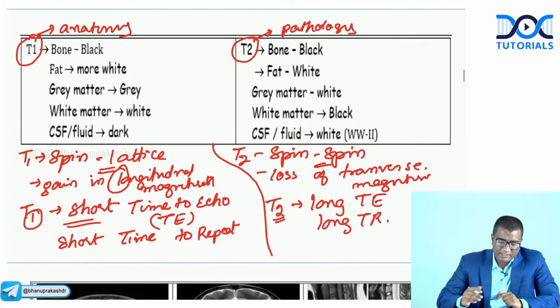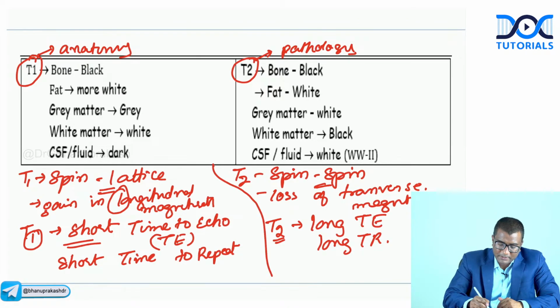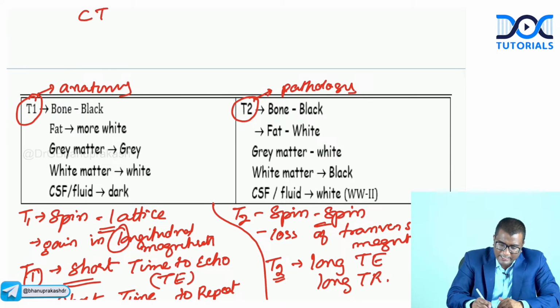Now coming to the appearances. Remember, to call it an MRI, whether it is T1 or T2 doesn't matter. Remember the difference between CT and MR: in CT, the bone is white and the fat is black.